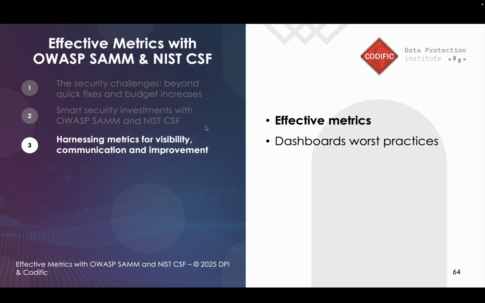Let's take a moment to recap where we are. So far, I have outlined the problem statement and the need for a systematic approach to security. We have looked at two frameworks, OWASP SAMM and NIST CSF, and how they help bring structure to your application security and cybersecurity program. I've also positioned the role of metrics as key enabler when introducing these frameworks into your organization. In the final part of the session, I will give you a high-level overview of the science behind effective metrics. Then we'll have some fun looking at dashboarding worst practices.